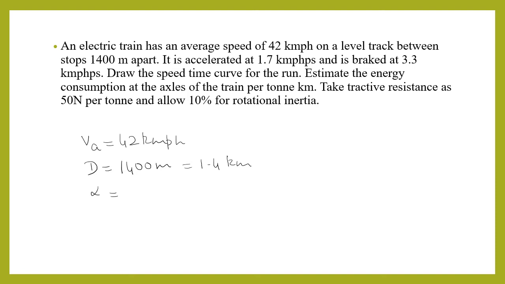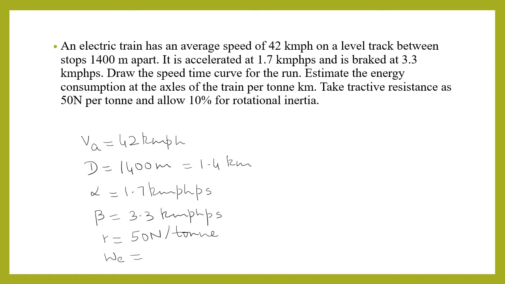Acceleration alpha is 1.7 km per hour per second. Braking retardation beta is 3.3 km per hour per second. Tractive resistance R is 50 Newton per ton, and rotational inertia is 10%. Therefore, We, the accelerating weight, is 1.1 times W, the dead weight.